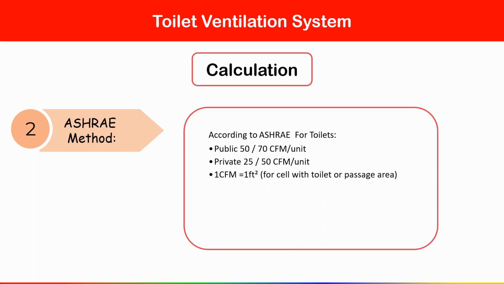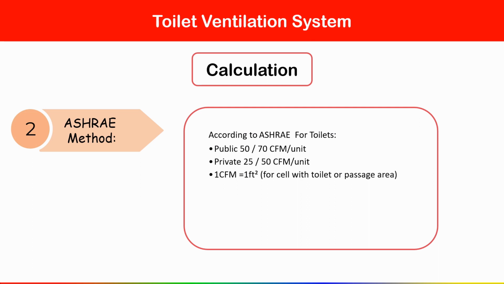Cell with toilet or passage areas, both are similar. Sometimes a cell with toilet is also called a passage area. So for the passage area, we know that from the toilet, if it is commercial, we have to exhaust 50 cfm for each toilet. But for the passage area, it is based on how many square feet of area there is. Suppose your passage area is 200 square feet, you have to measure it with the help of a command in the AutoCAD file.